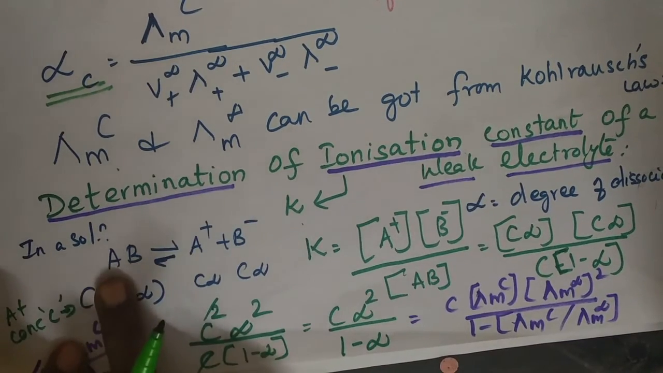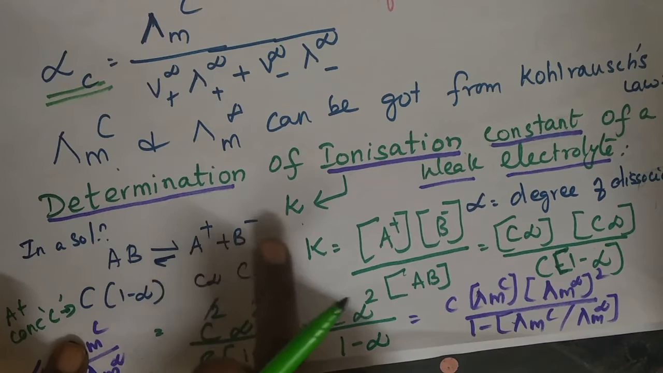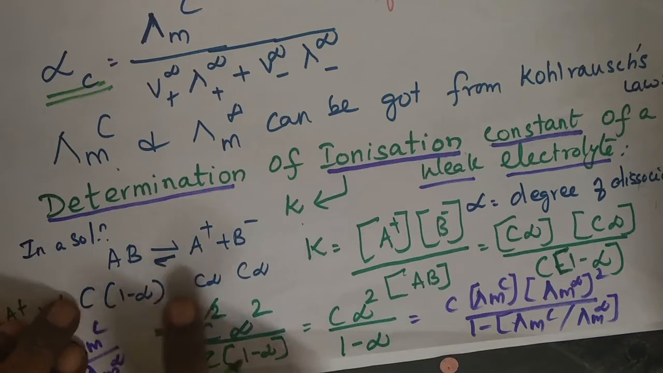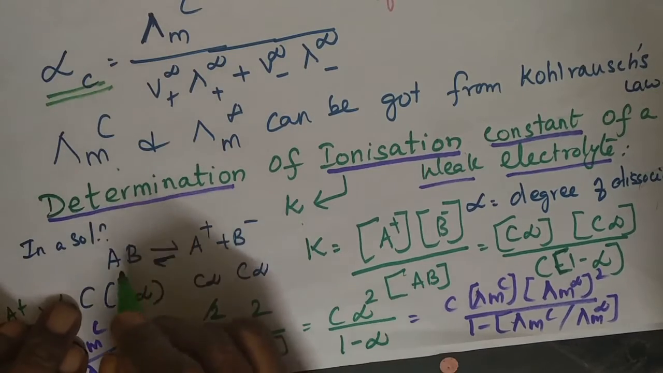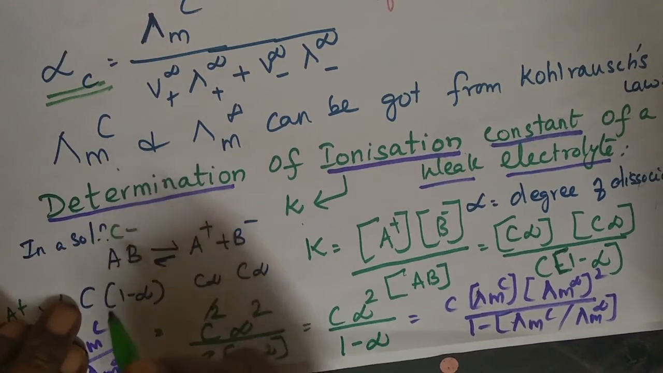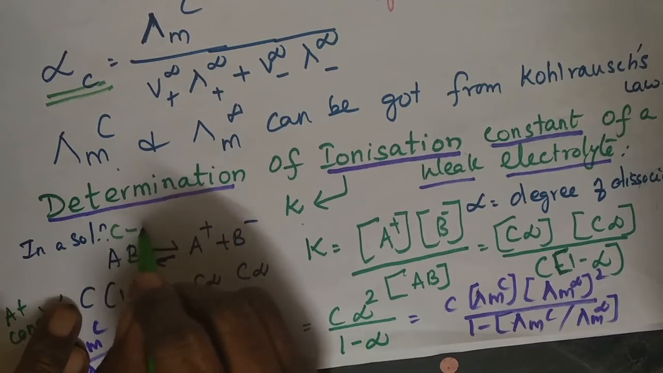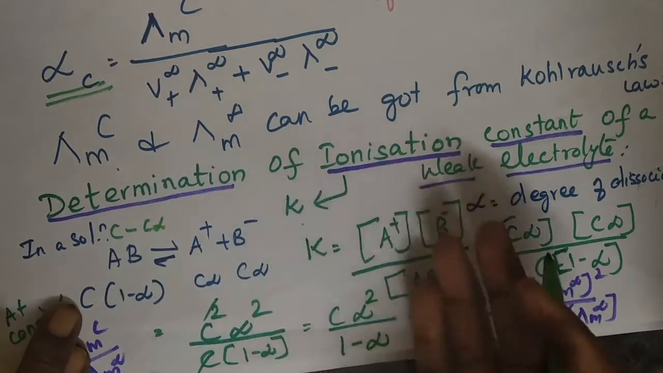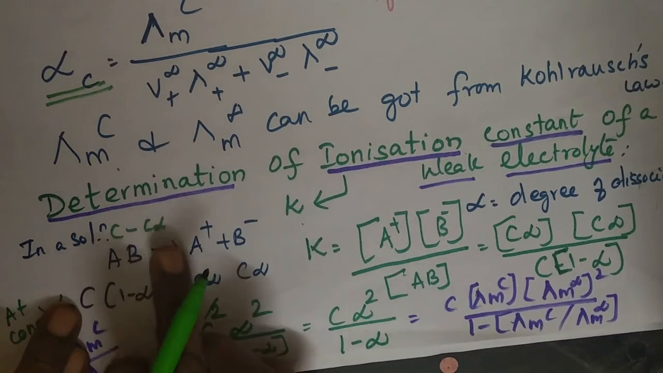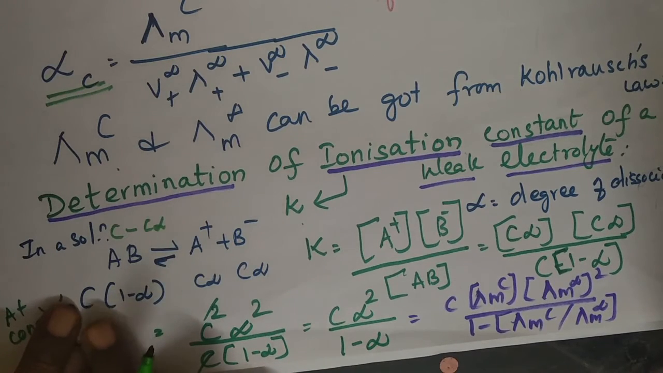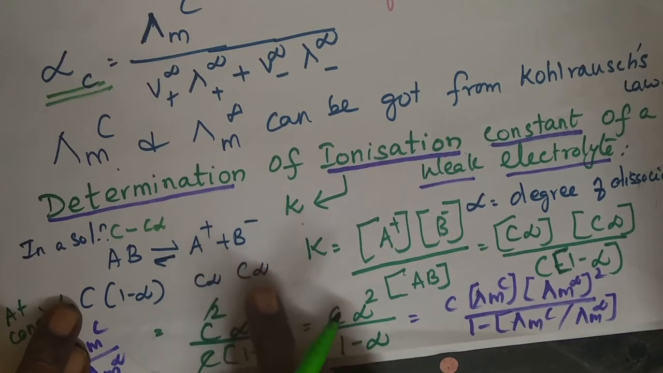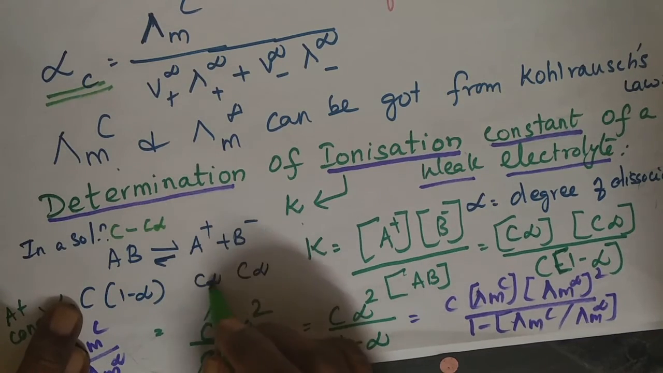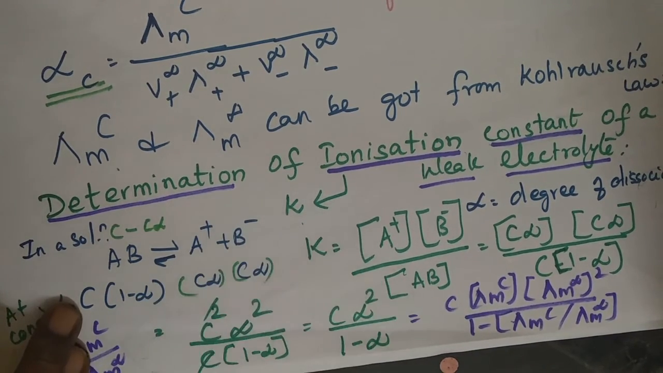That means we go with a solution. AB gives A plus and B minus. For example, the concentration is going to be C. At equilibrium it would be C minus C alpha, because C alpha ions are transferred to this side. That I can write as C into 1 minus alpha. Then A plus is equal to C alpha, B minus is equal to C alpha. So I know the number of ions formed over here now.